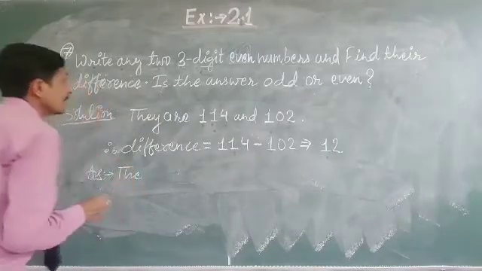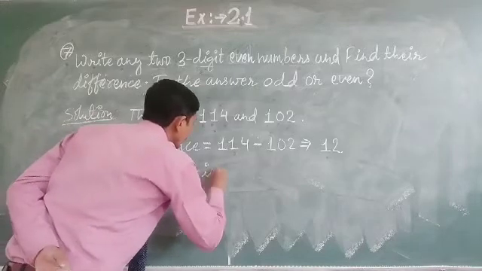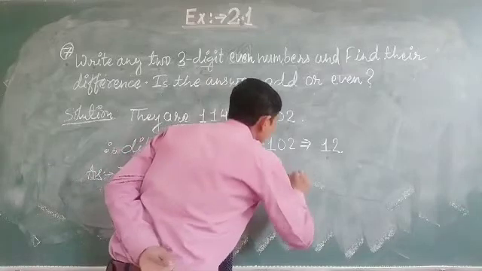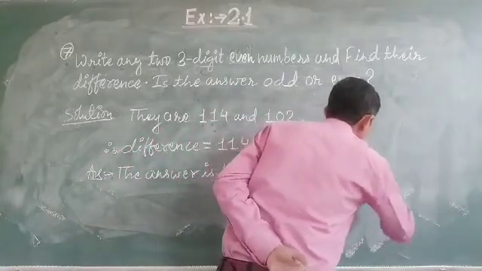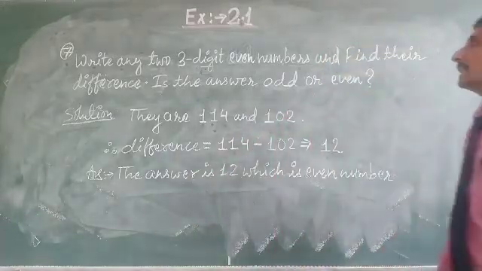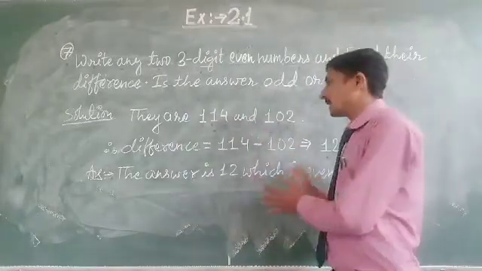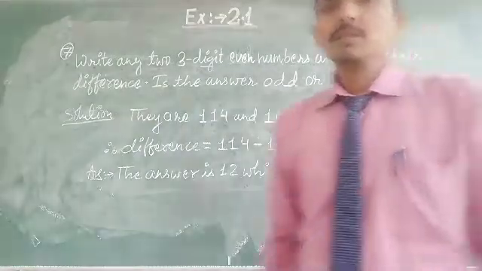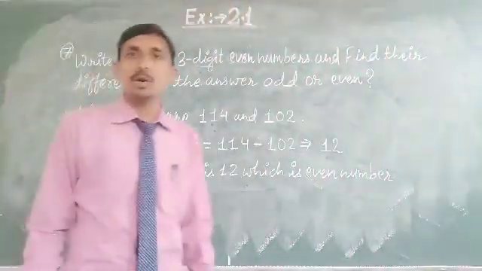The answer is 12, which is an even number. So in this way we can take any three digit even number, subtract, and we get the result as an even number. So I think question number 6 and 7 is clear to you all. Okay.